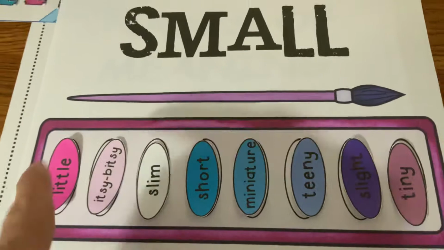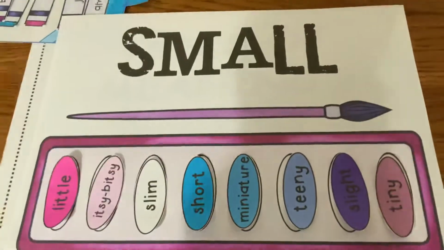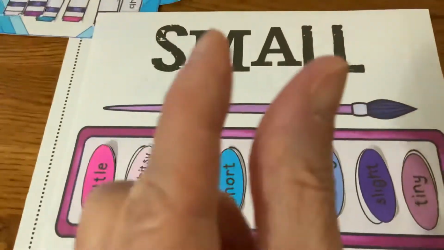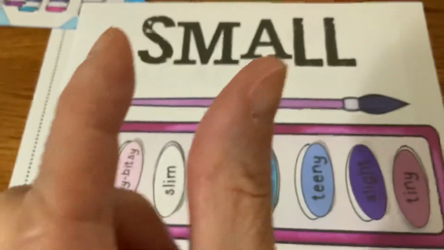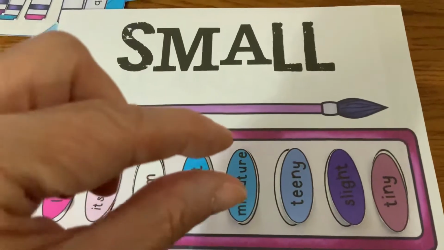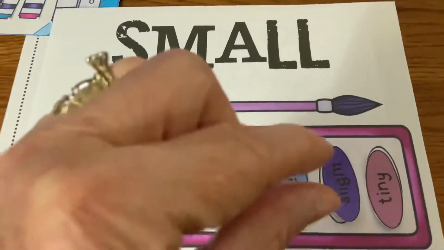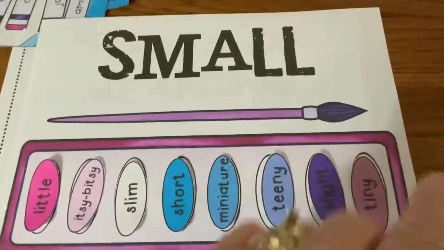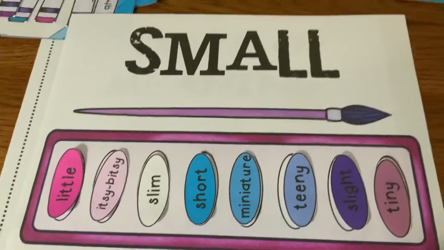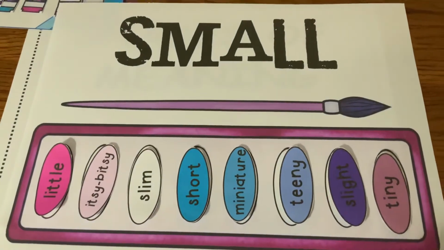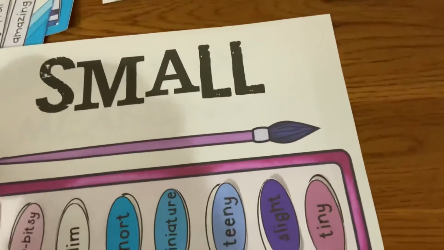Little, it could be little this way, little this way. Itsy bitsy gives us the idea of very, very small. Slim gives us the idea of how wide it is, slim. Or short gives us the idea of how tall. Miniature gives us the idea that it's just a very small thing. Teeny, slight, I want just a slight piece of cake, a little piece of cake. Or tiny. All of those words are a shade of the word small, and we can use that when we're writing to make our stories more interesting. Okay, we have other words, but we're not going to go into that right now.